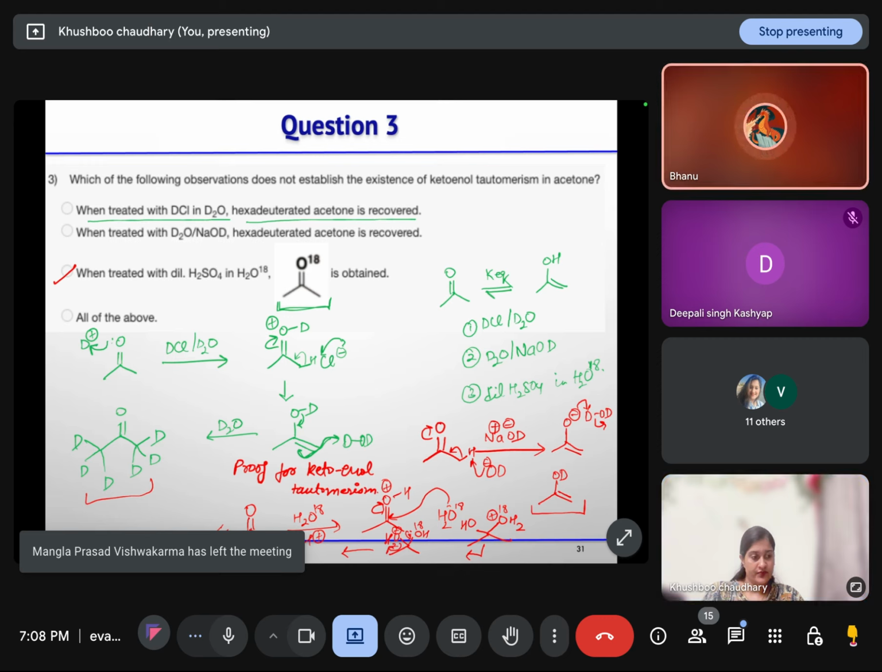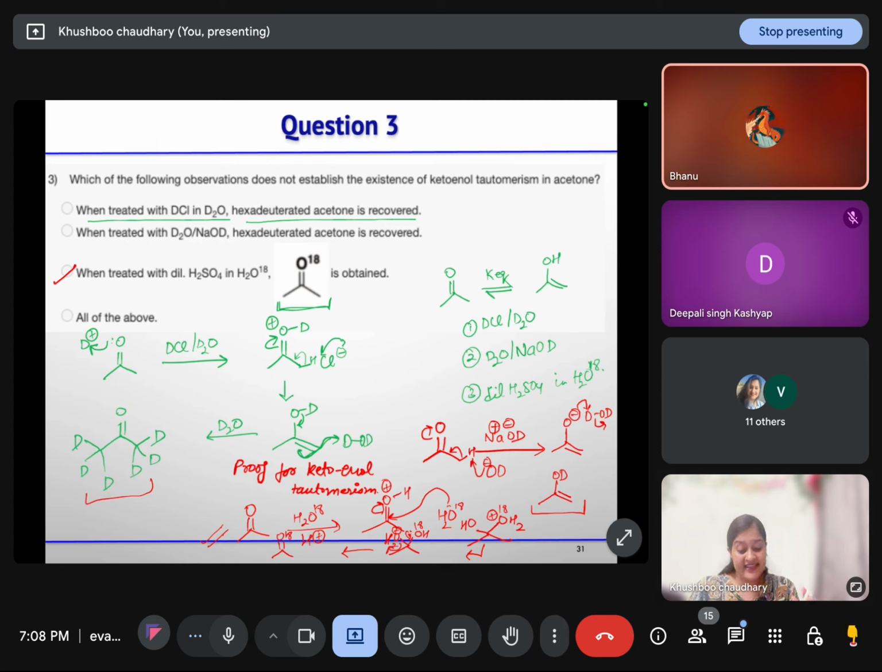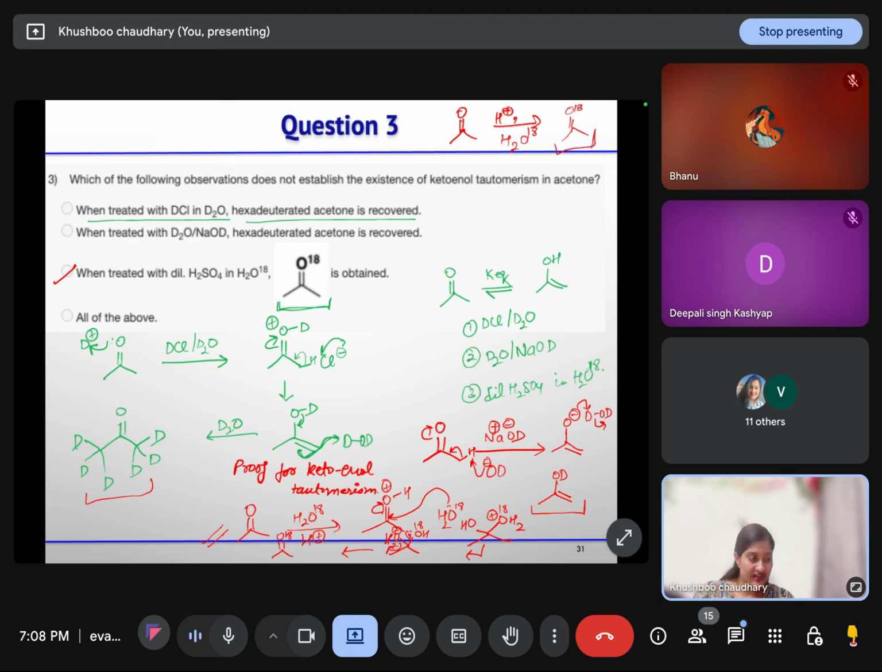Please repeat the third option. They are asking: if you are treating acetone with acid in the presence of isotopic water, whether keto-enol tautomerism will take place to form this acetone. Now, what is the mechanism of the reaction? After protonation, your acetone will, after abstracting a proton, form this species.